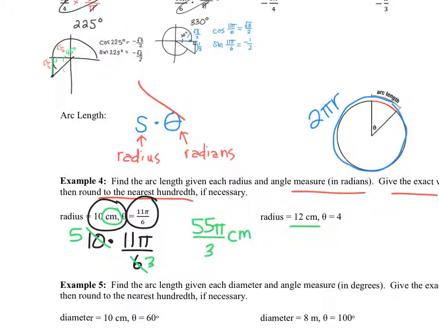This one is just going to be 12, because that's my radius, times 4, and that's in radians. So it's going to be 48 centimeters.